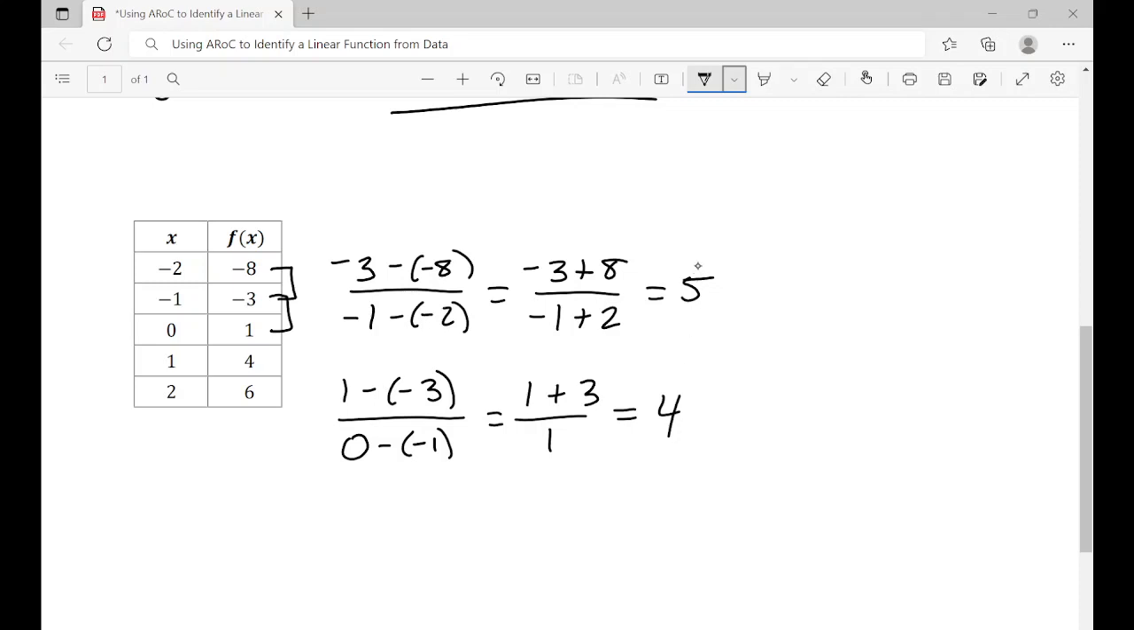And we don't have to go any further. The average rate of change between these 2 points here is a 5 and a 4. Since it is not constant, we can say that the data are not linear. And that's all.